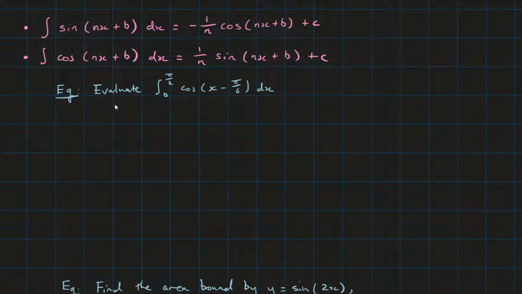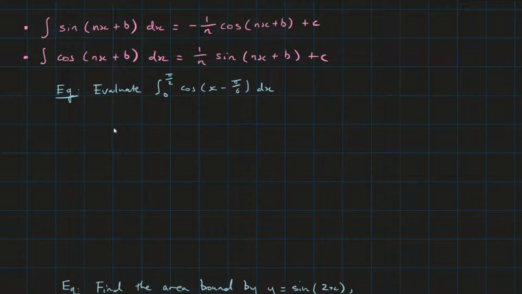Now, for this example, we're asked to evaluate the integral from 0 to pi on 2 of cos of x minus pi on 6 dx. So unlike the previous examples with the rules, we're asked to find the definite integral, which is the integral, but after substituting in certain bounds. So the first thing we have to do is find the rule of integration and then substitute in those bounds at the end.